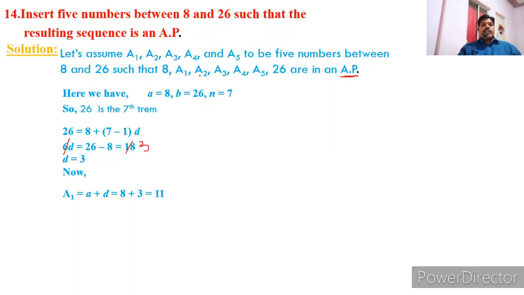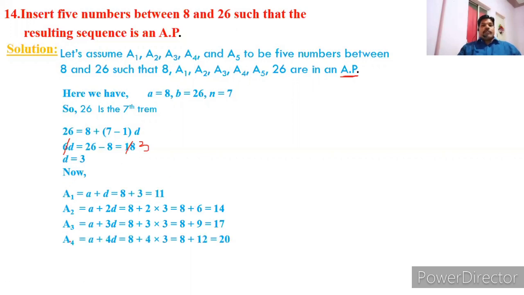Observe next A2. What is the A2? A2 is the third term. So what is the third term? It is A plus 2D. So A2 is equal to A plus 2D. So that is nothing but 8 plus 2 into 3. So that is nothing but 8 plus 6. That value is 14. So next A3. What is the A3 value? You can write directly. A3 is equal to A plus 3D. Why? Because it is the fourth term. Actually, it is the arithmetic mean, but it is the fourth term. So A plus 3D, that is equal to 8 plus 3 into 3, that is equal to 8 plus 9, that is equal to 17.